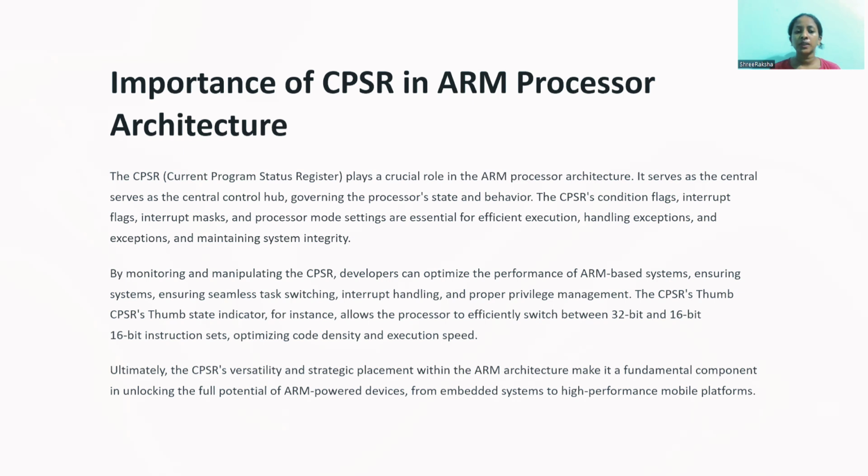By monitoring and manipulating the CPSR, the developer can optimize the performance of ARM processor-based systems, ensuring efficient task switching, interrupt handling, and proper privilege management. The CPSR thumb state allows the processor to efficiently switch between the 32-bit and 16-bit instruction sets. Ultimately, the CPSR is a versatile and strategic component within an ARM processor, making it a fundamental component.